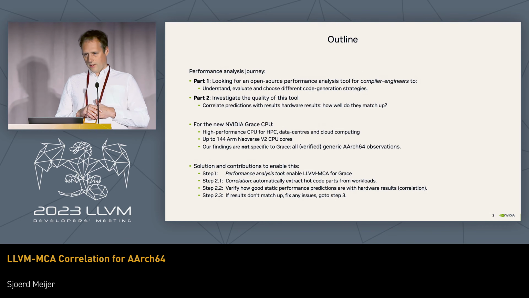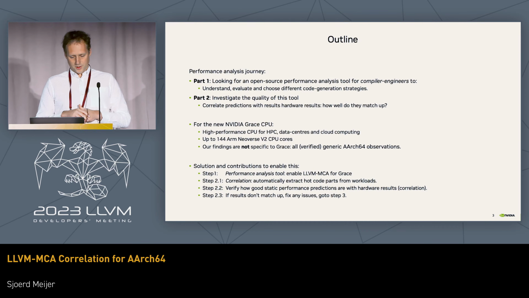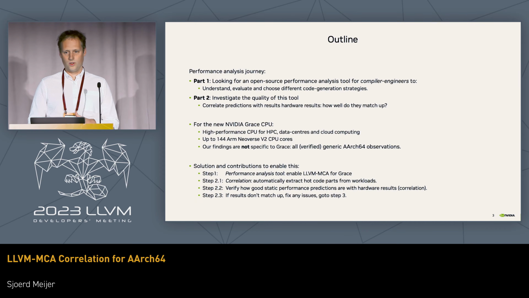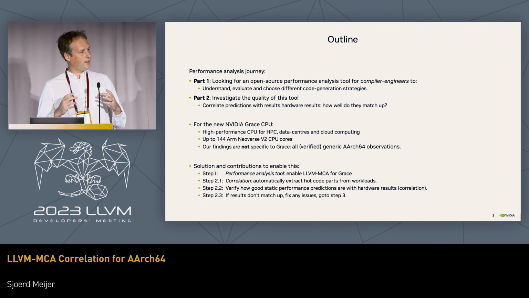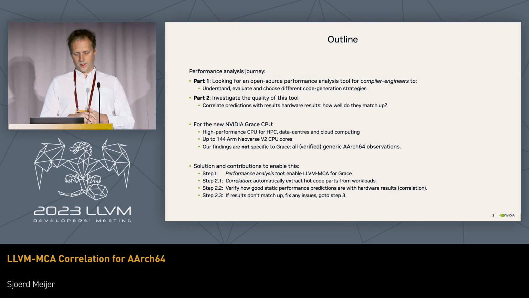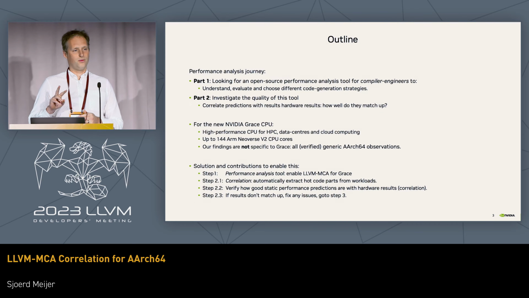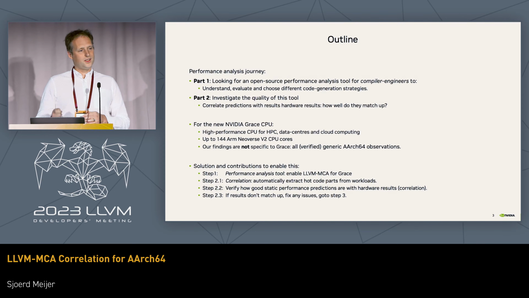Zooming in a little bit into our approach and contributions, the first step is to enable LLVM-MCA for Grace. That's going to be our static performance analysis tool. And then in terms of correlation, we have 3 sub-steps. We first extract hot code from certain workloads. We want to do this automatically. Then in the second step, we take these hot code parts, we run LLVM-MCA, we get these static performance predictions, and then we compare them with results obtained from hardware. And then we are going to look for divergences where the trends are not the same, and see if we can fix up tools or other parts of the flow.